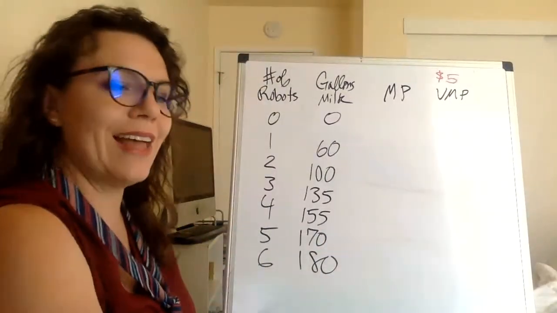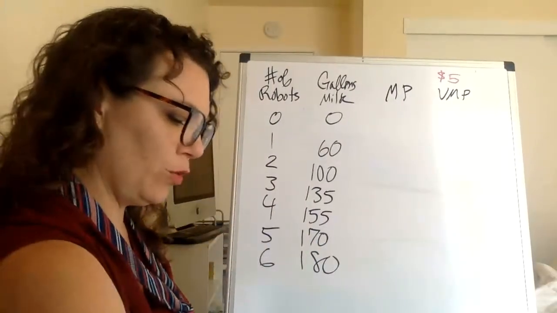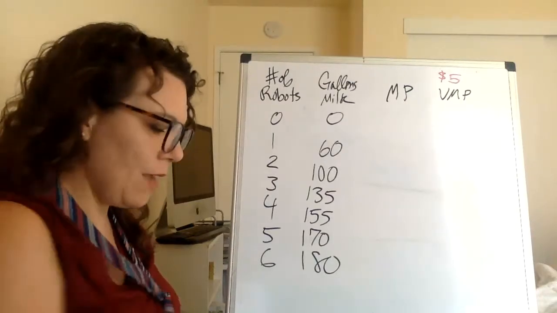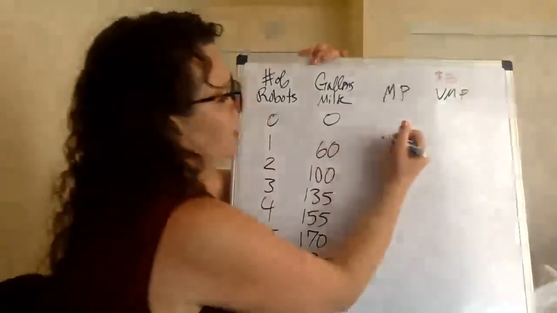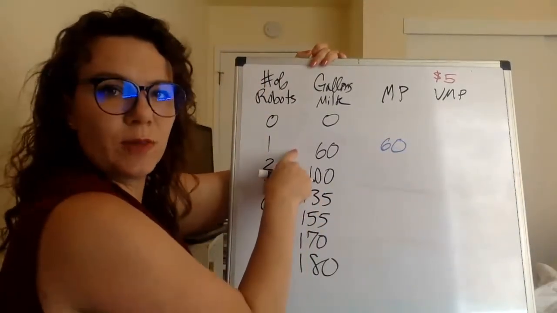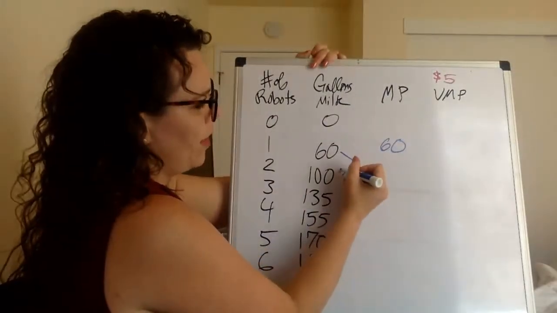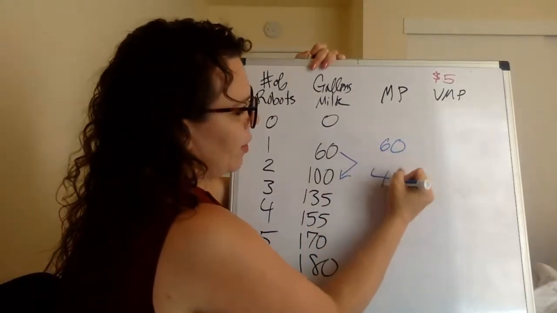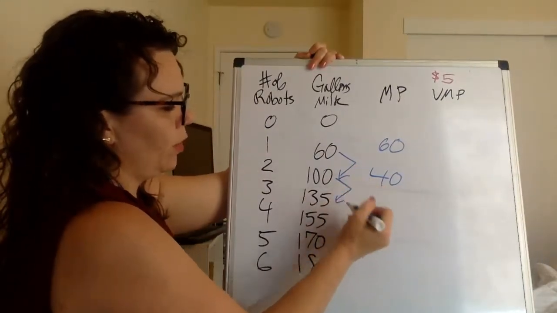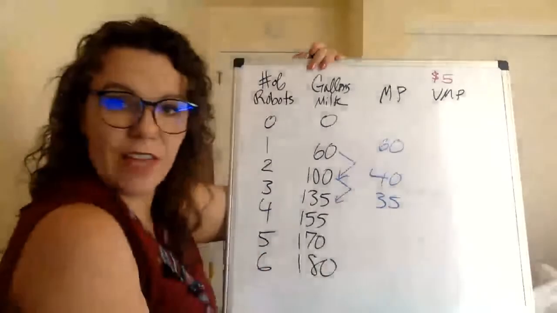We then want to look at the marginal product of each robot. So the first robot takes us from 0 to 60, so that's going to give us a marginal product of an additional 60 gallons of milk. The next robot takes us from 60 to 100. That means that the marginal product of that second robot is going to be the difference, right? 40 gallons of milk. The next robot takes us from 100 to 135. That gives us a marginal product of 35 gallons of milk.